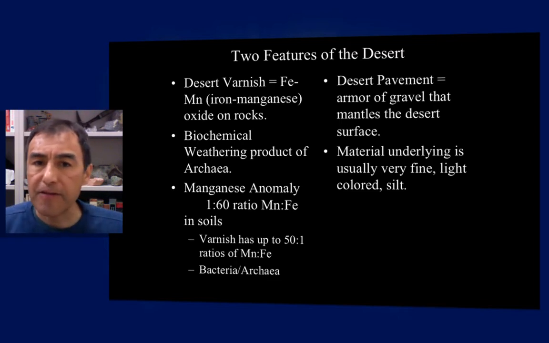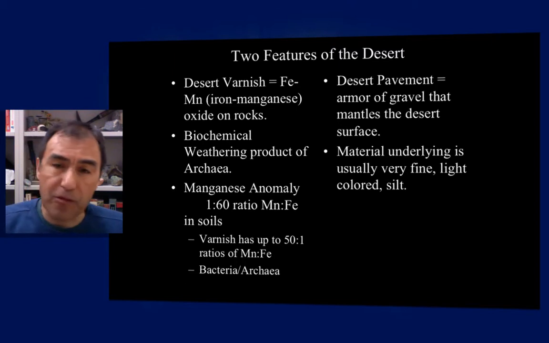And then the second feature I was going to talk about here is desert pavement. And desert pavement is an armor of gravel that mantles the desert surface. And if you were to remove that desert pavement, you'd expose a finer, light-colored silt underneath it. And we'll talk about some of the ways this desert pavement could form.